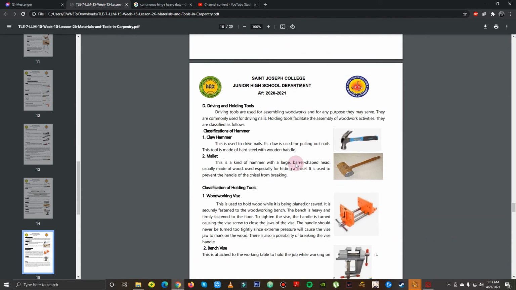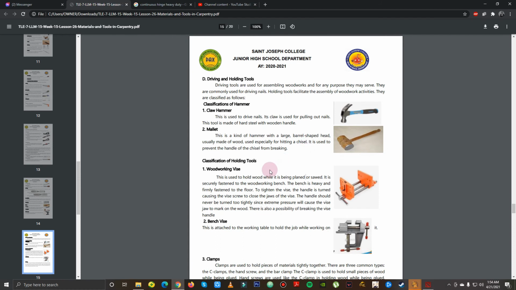Next are the driving or holding tools. First is a claw hammer. It drives the nail into the wood. And the mallet is also kind of a hammer. It also makes any object drive into the wood.